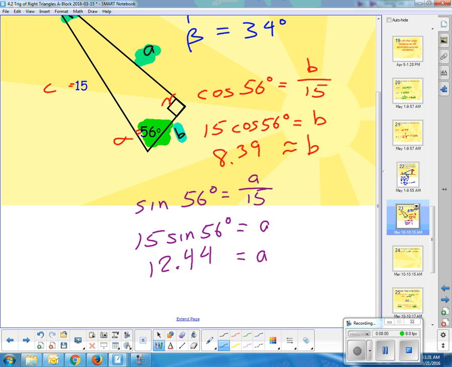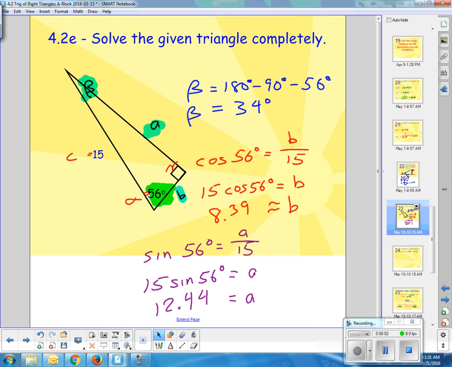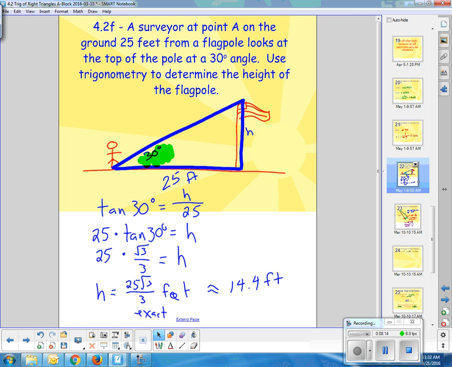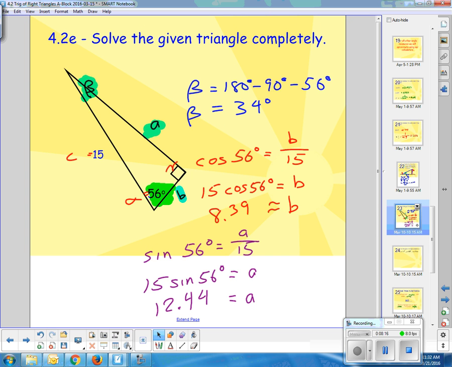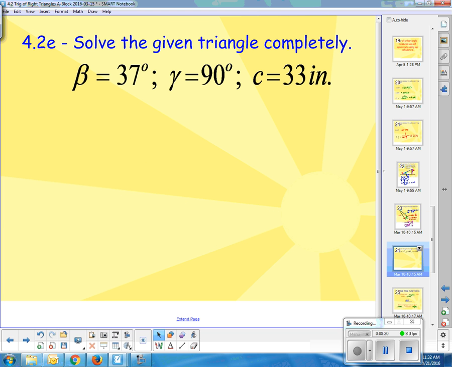So if I take a look at the full problem here, it took me 3 steps to find the missing angle and then 2 trig equations to find the missing sides. And that's what we get there. We're going to do one last example. The first one was an applied problem. The second was to solve a triangle given a diagram. And the third here is going to be solve the given triangle, and I don't have a diagram. So I need to create my own diagram.